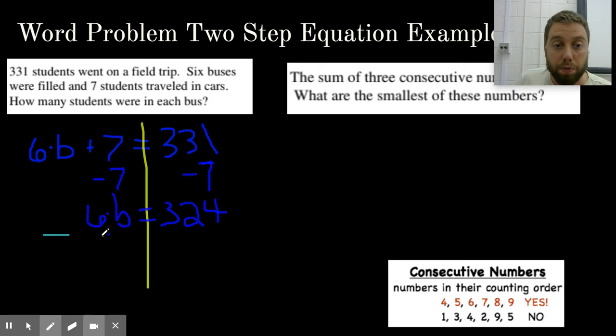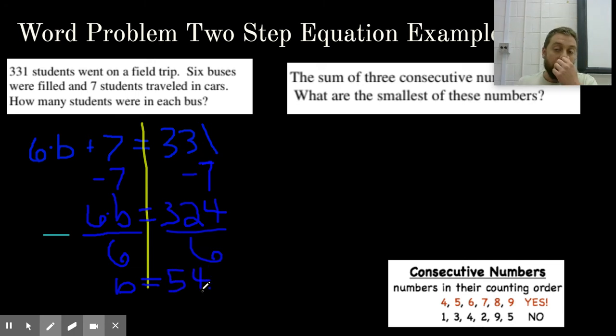And because b is multiplied by 6, to get b by itself I'm going to divide both sides by 6. That gives us b is equal to 324 divided by 6, which is 54. You can do this using long division if you prefer. Long division is not my favorite, but I assume a lot of you have spent a long time learning it.